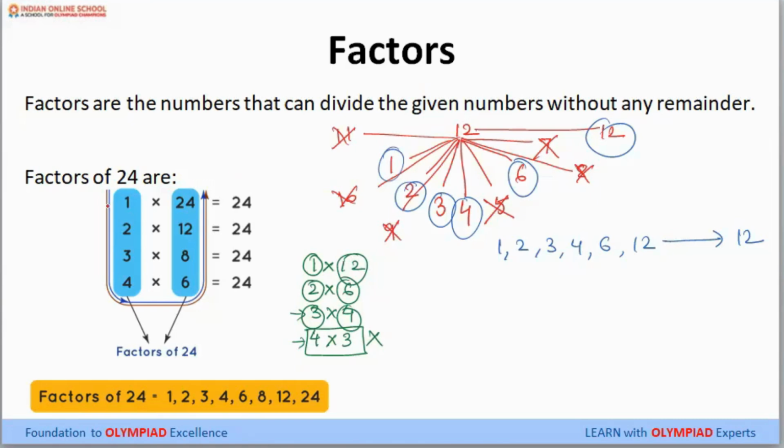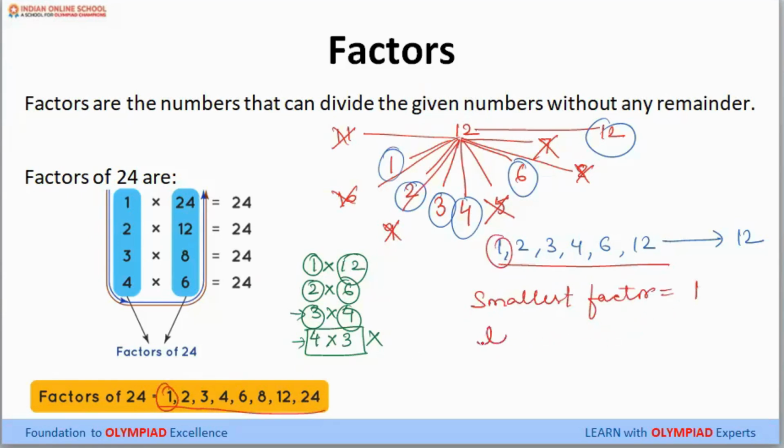Now just look at the factors of 24. All the factors of 12 you also have in the factors of 24. So can you tell me which one is the smallest factor of any number? 1. 1 is always a factor of any number.